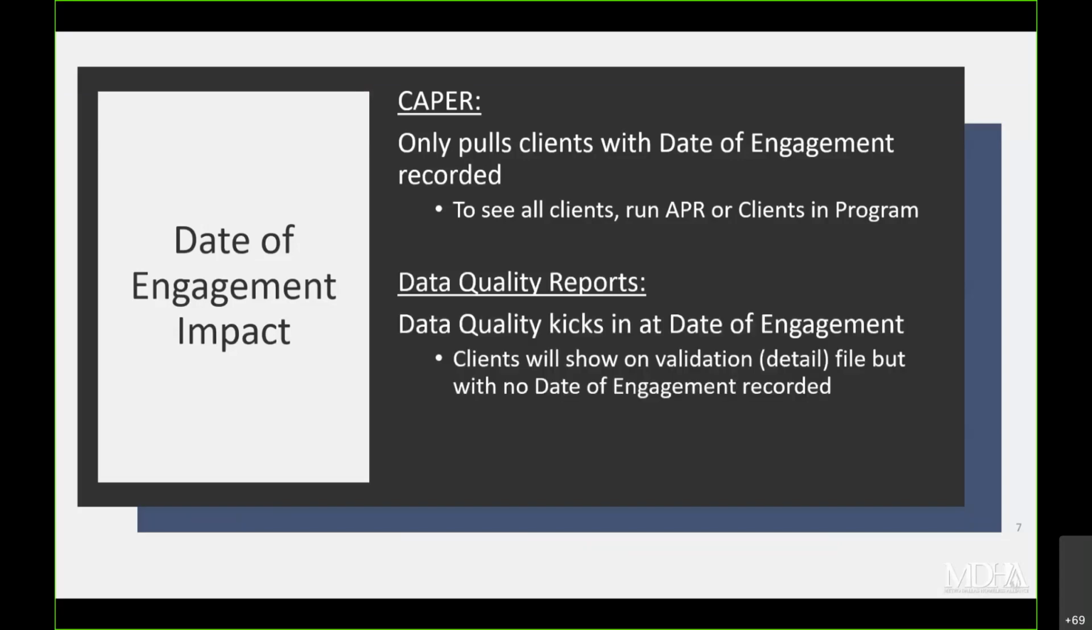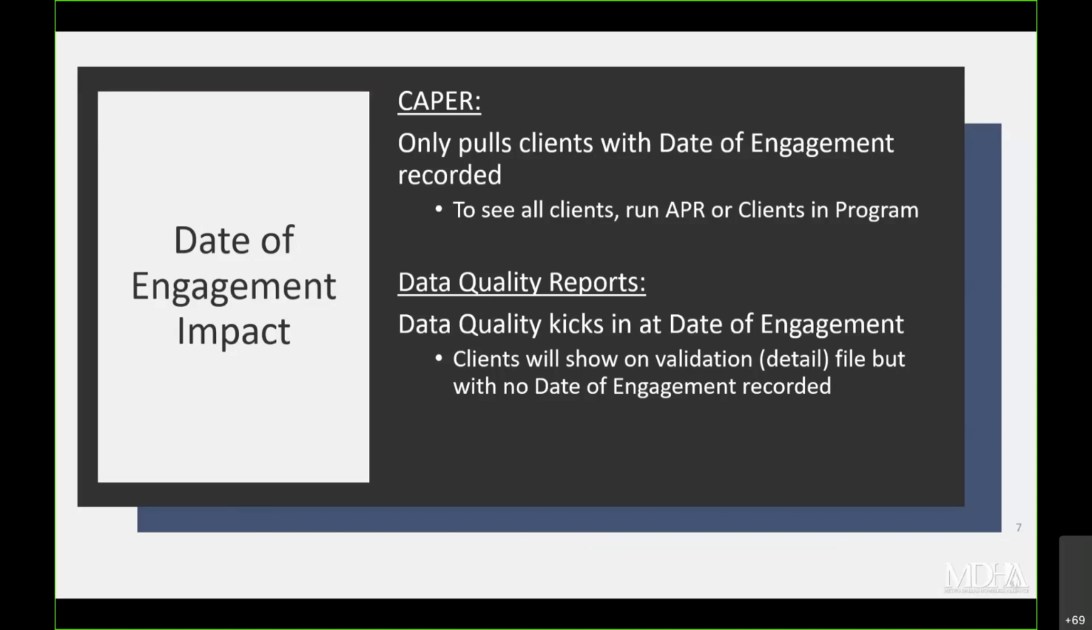The same goes for data quality reports. The clients are only going to show up on the data quality report, the aggregate report, when they have a date of engagement and a current living situation recorded. So same thing: you know that you have 100 clients in your program, but only 5 are showing up on your data quality report. Well, is a date of engagement recorded for those clients?